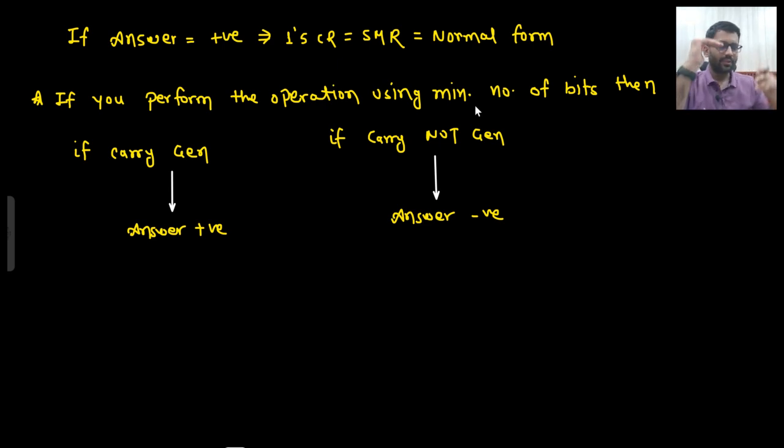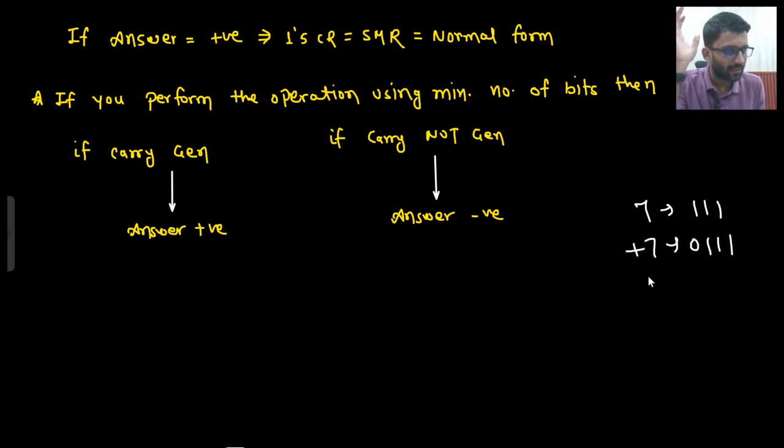If my answer is coming positive, that means my ones complement form, sign magnitude representation, or normal form will all be the same, right? Let's take the example of 7. How do you represent 7? 1 1 1. How do you represent plus 7 in sign magnitude representation? 0 1 1. How do you represent plus 7 in ones complement representation? 0 1 1 only, right? For a positive number, all are the same.